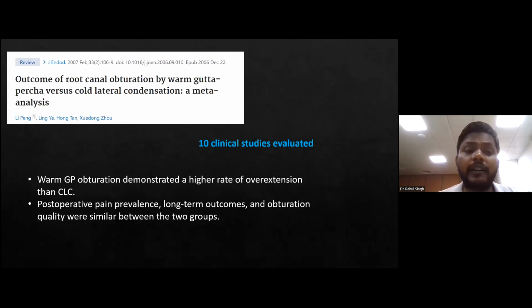So, as I've told you, the disadvantage of warm vertical compaction is loss of length control. So length control is really important in warm vertical compaction. And also, post-operative pain prevalence and long-term outcome were similar. So what you need to keep in mind while doing warm vertical compaction is that you should not overextend your GP while down packing the apical GP. Always have that minimum apical size preparation.